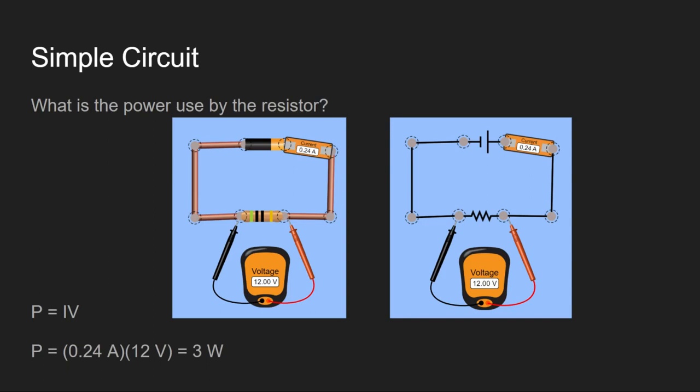And so, basically, what's happening is this resistor is warming up a little bit and it's using up 3 watts of energy to convert it into thermal energy. If that was a light bulb, it'd be converted to light energy.